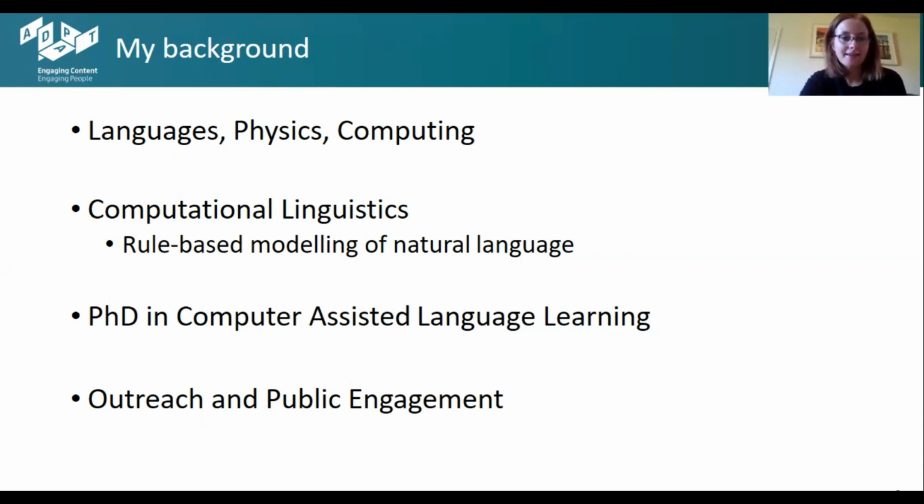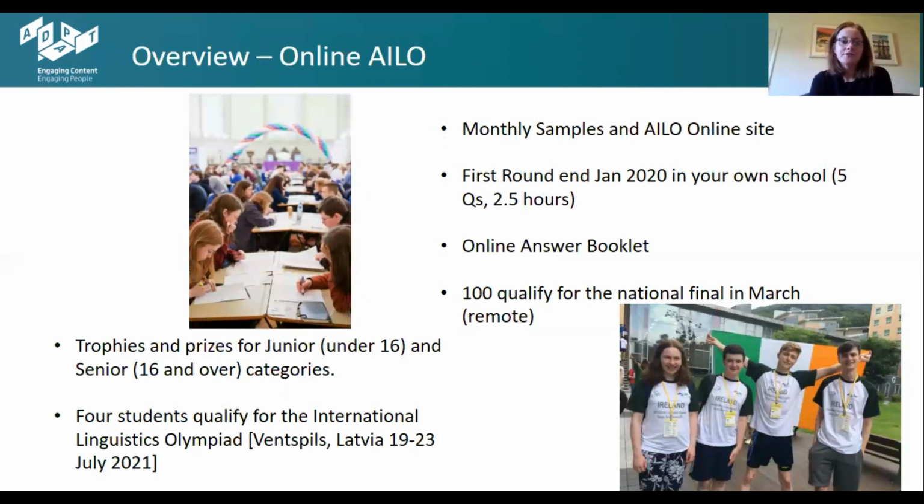Okay. So an overview of AILO, what we do between September and January is we send out monthly samples. We also have an AILO online site as well, where you can try out puzzles.